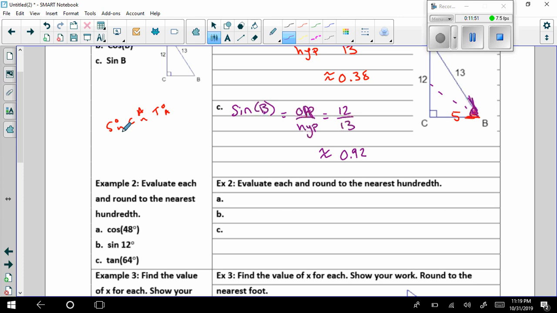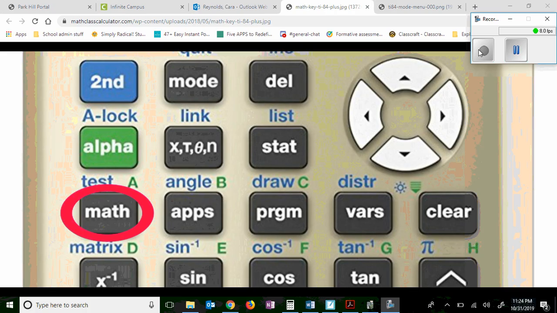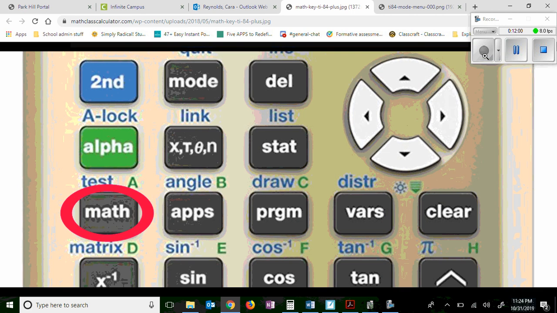And hold on, I'm going to see if I can pull up a screenshot here. Okay, so if you have a graphing calculator, you want to go to this mode button right here. So ignore the fact that this image has math circled. Go to mode, and then you want to scroll down and it'll say radian degree. You want to make sure that degree is highlighted.